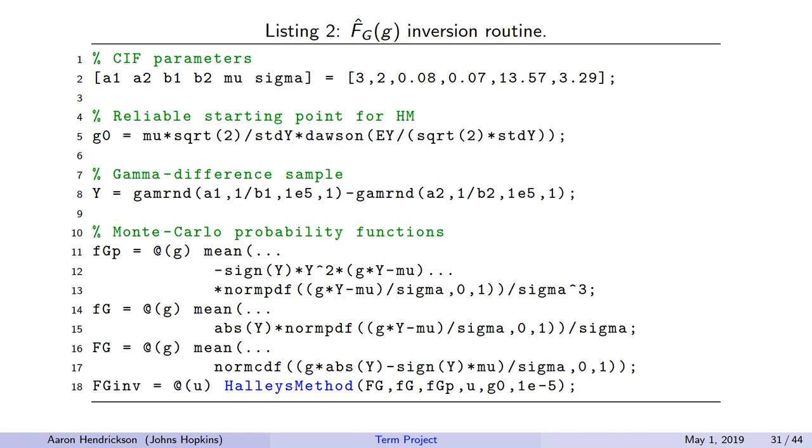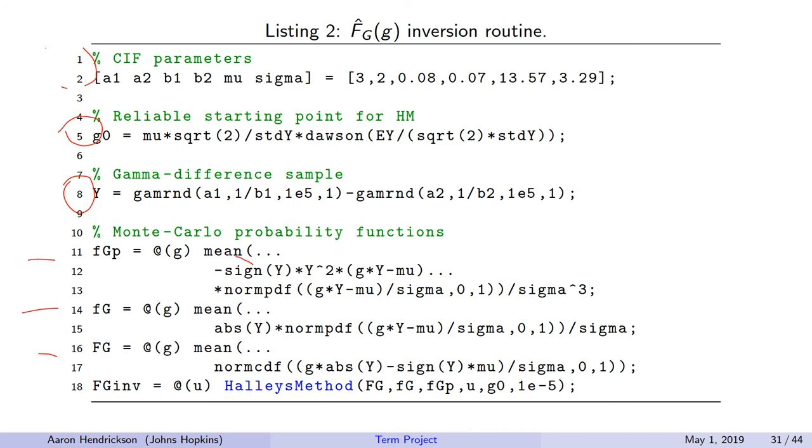So here's the inversion routine for finding the quantile function. We've got some example parameters and our starting point. Here is our sample of gamma difference random variables, and we just take a large sample. I took a sample of 100,000, and here are our three different Monte Carlo estimators, or estimates I should say.